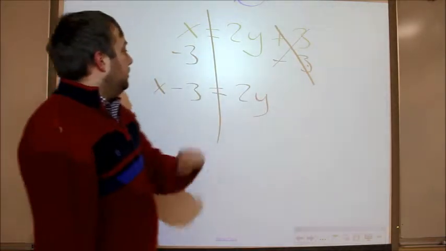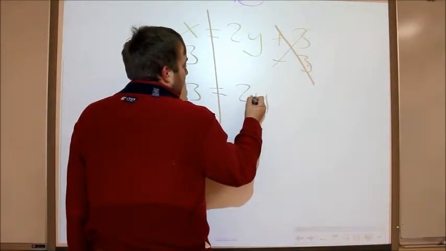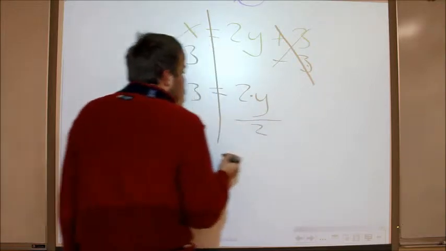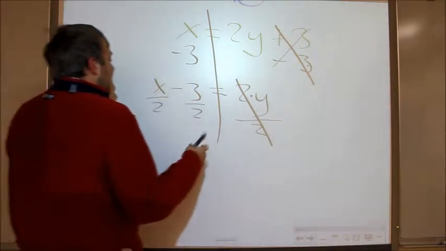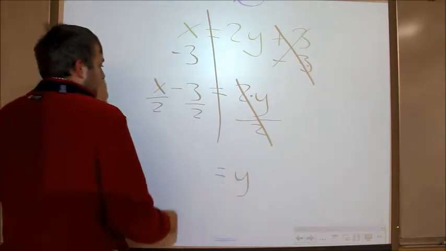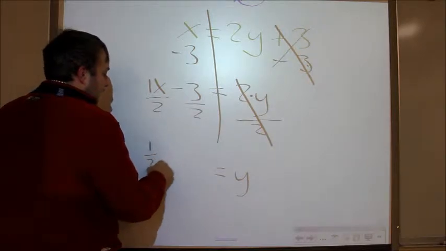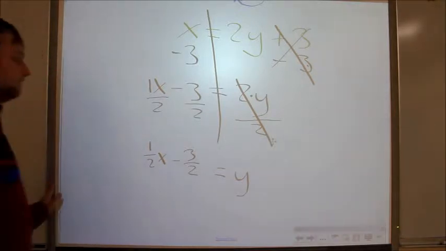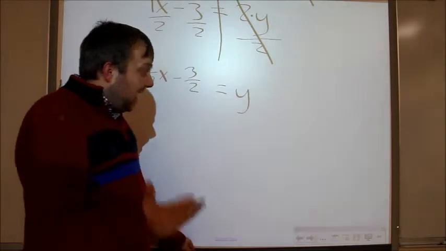Those are wiped out. Okay, then how do I get rid of this 2 here? It's being multiplied, so I have to do the inverse operation, which is dividing by 2. That means I divide everything over here by 2. And I am left with y equals, this is really a 1, would you agree? So it's going to be 1/2 x minus 3/2. That's the inverse.